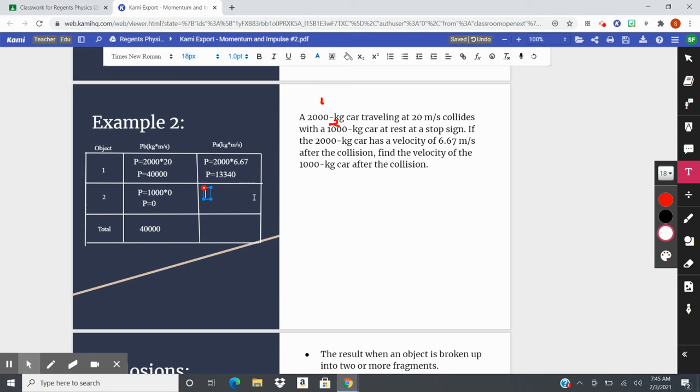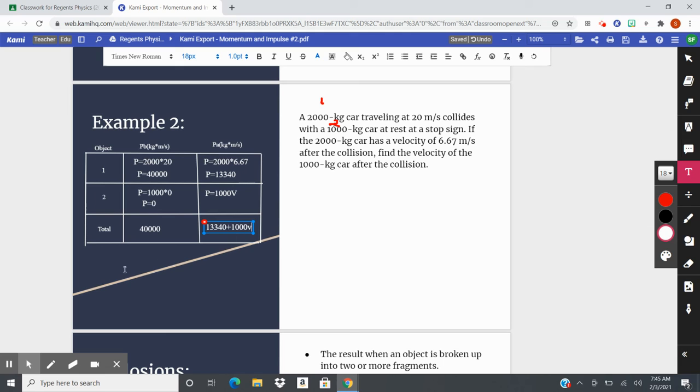Let's find the momentum after for object number 2. Our mass is still the same, 1,000 kilograms. We're trying to solve for that speed, so we have 1,000 times v. Adding those up, we are left with 13,340 plus 1,000v.